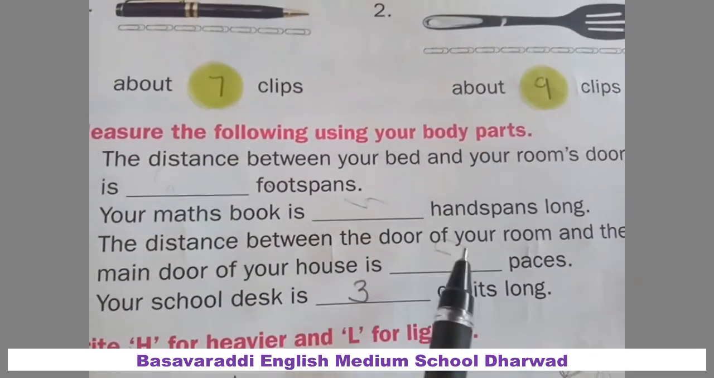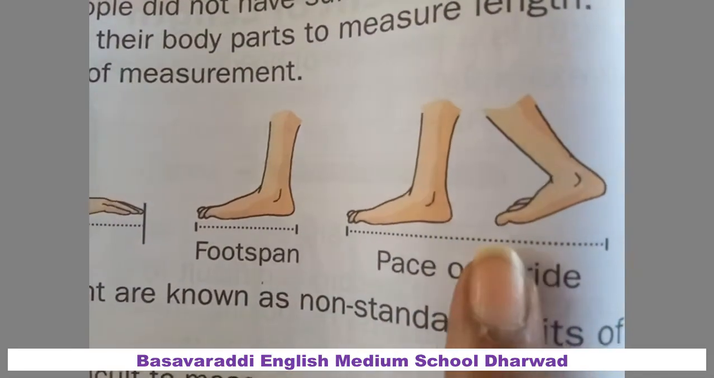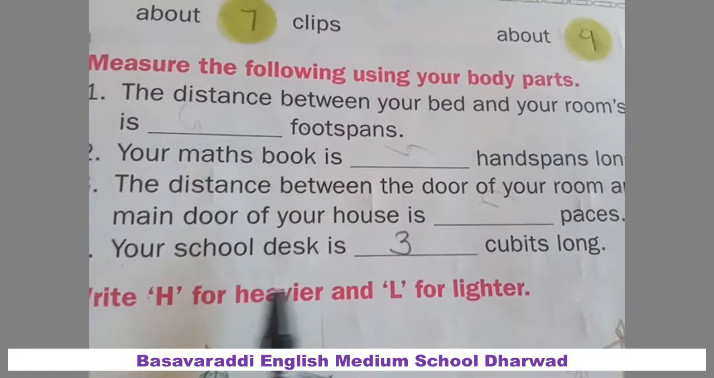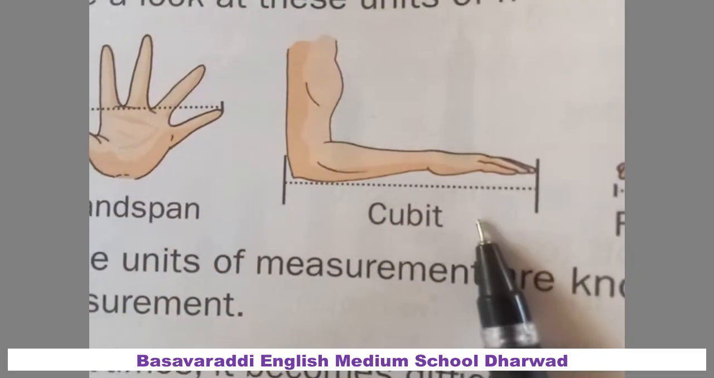How long? You know already. That is 2. So the distance between the door of your room and the main door of your house. Your room and main door: how many paces? Paces means what? Steps. You are using the steps, and you have to tell how many you took. Okay, that one you have to write down here. Your desk, school desk, that is 3 cubits. A cubit means the hands you are using like this. This is a cubit. You are using this, and you have to tell how much your school desk is, that is 3.